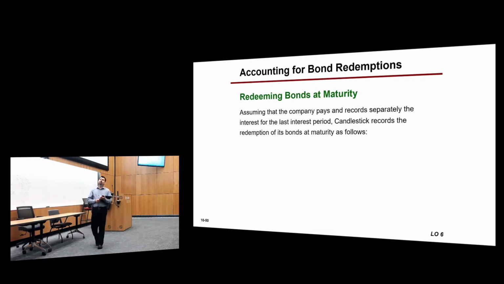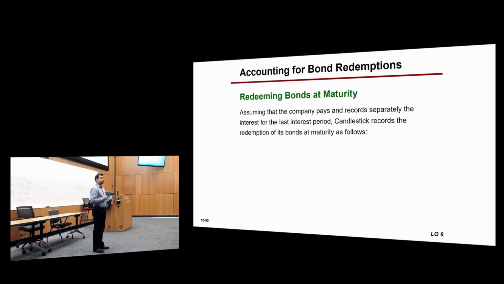Now we get to redeeming bonds at maturity. What do we mean by redeeming bonds? This is when the company actually takes back the bond payable, and then they pay it back. So when it is at maturity, like the previous example, which was 5 years later, the company will have to pay how much? Face value. The company will be paying in cash.